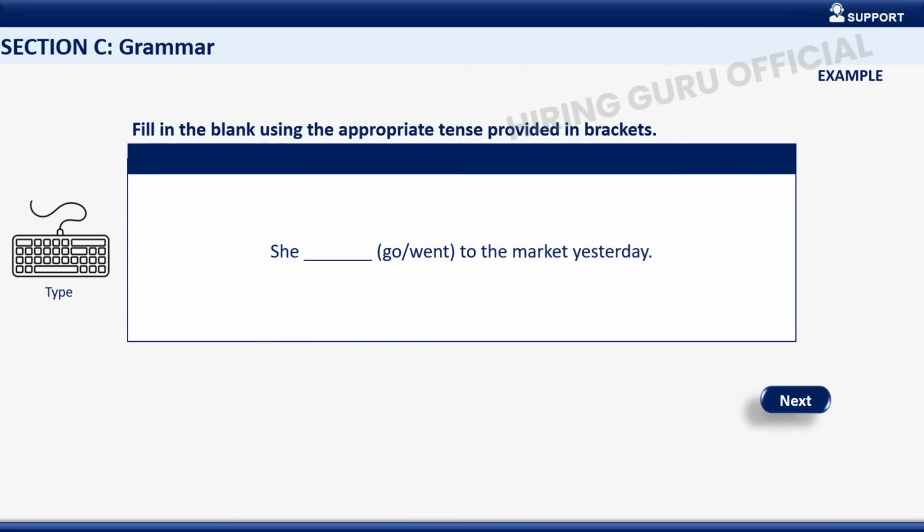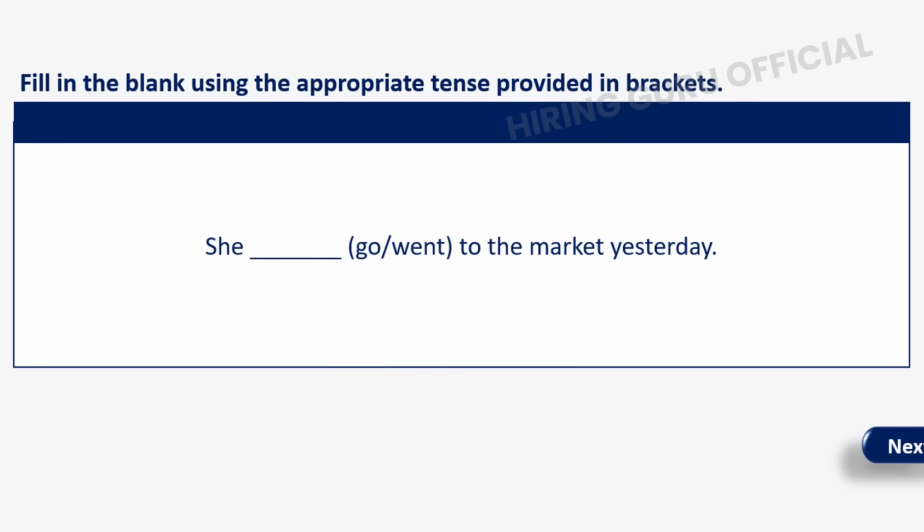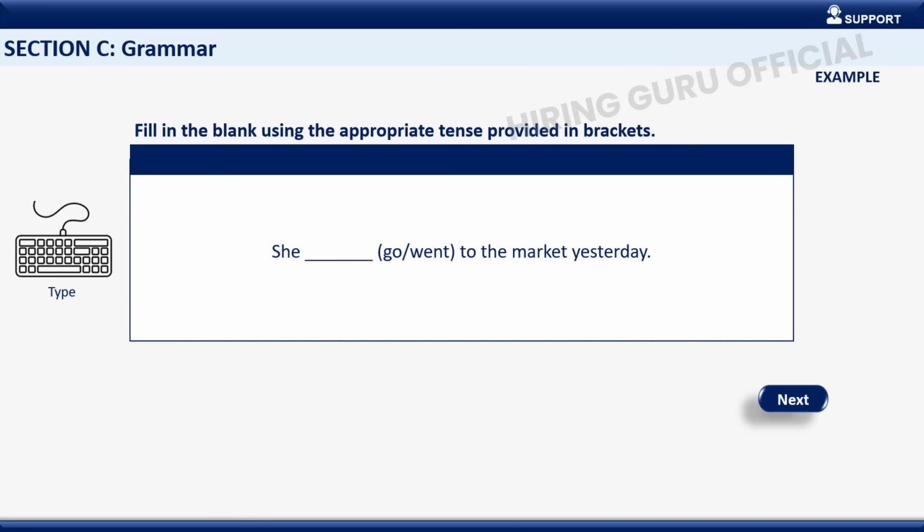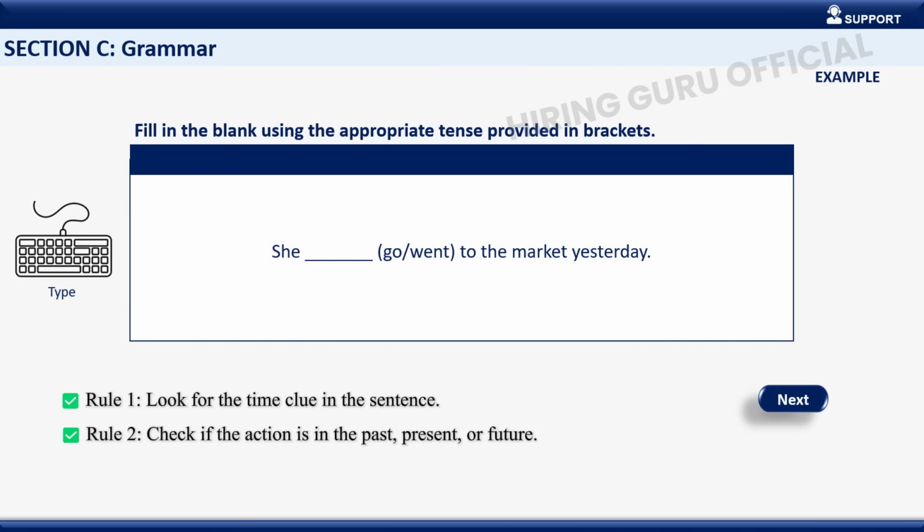So the question reads as, she dash to the market yesterday. Okay, here is the thing. As I said earlier, the first step is to check the time clue. The word yesterday tells us that the action has happened in the past. Now in the past tense, we use the second form of the verb. So between go and went, the correct answer is went. So the complete sentence is, she went to the market yesterday.